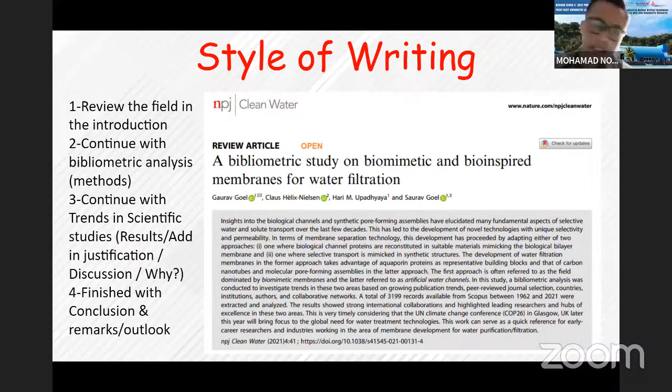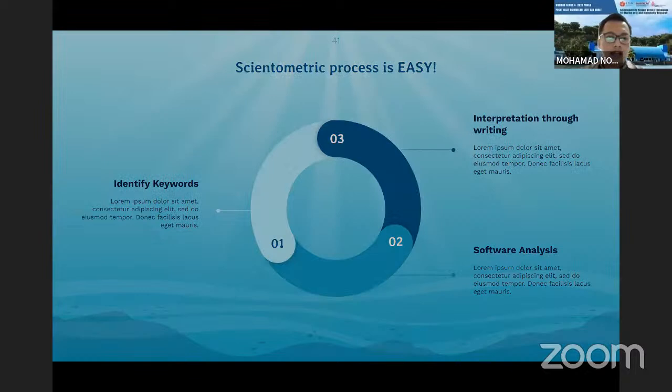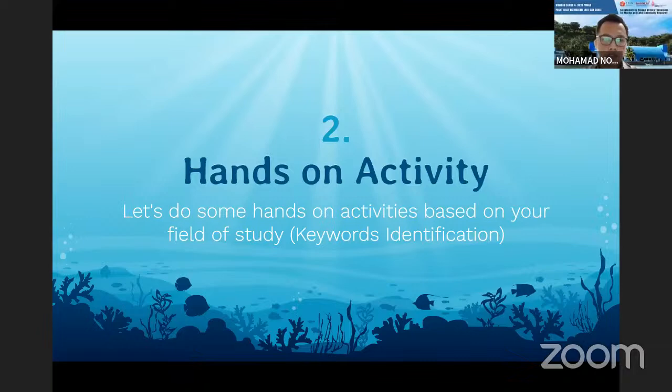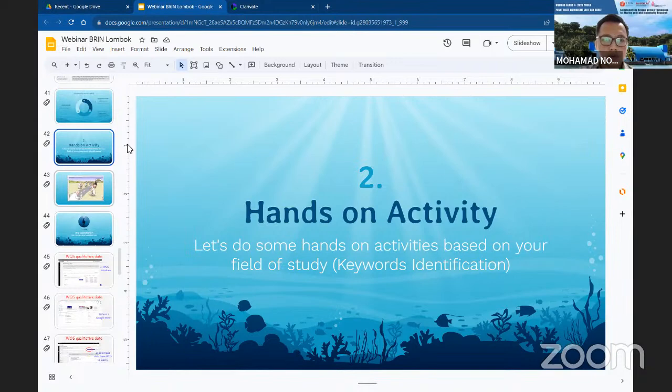Okay, this is the summary of the scientometric process. It's very easy, but we need to try it ourselves. So of course we need to identify keywords and use a software, and then they publish the result, so we need to interpret the writing. Okay. I think we will start the hands-on activities. Let me show you an example of how I start the hands-on activities with Web of Science.